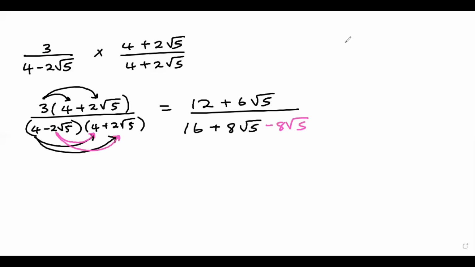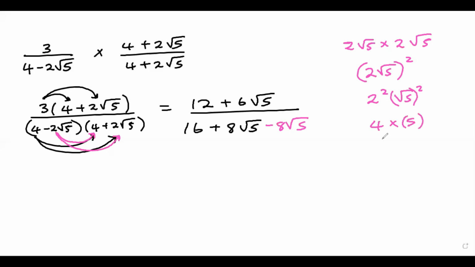So we can work that out here. So 2 root 5 times 2 root 5, or 2 root 5 squared. So it will be 2 squared and root 5 squared, because the power is distributed. So it will be 4 times 5. So that means that would be 20. So that would be minus 20.